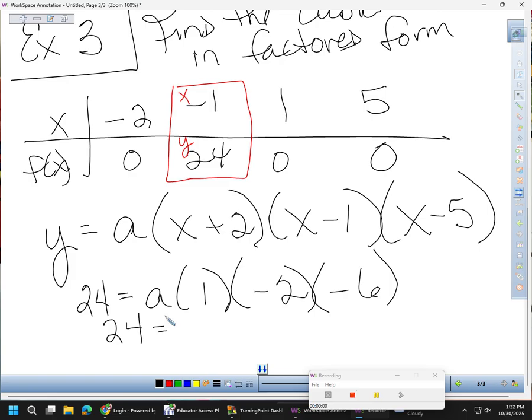Okay, let me try again, unless somebody else wants to try. So you understand where this comes from?